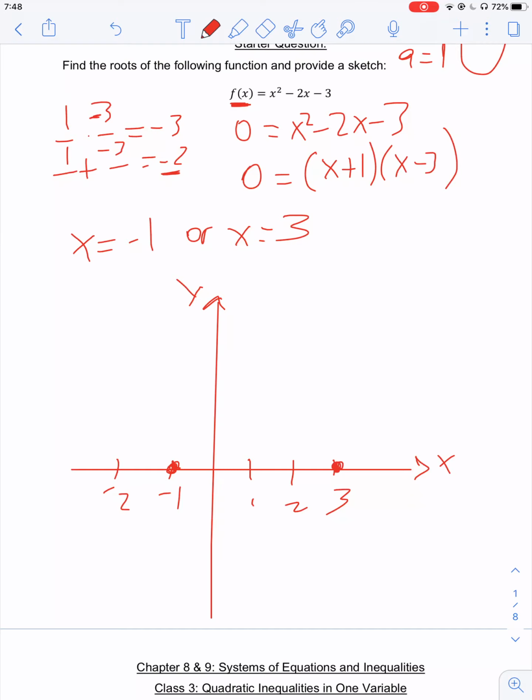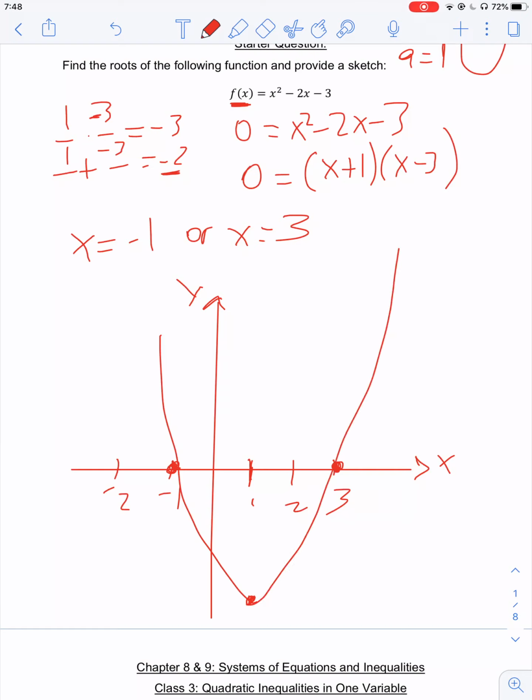I know that my a value is positive, so the parabola opens upwards. You can also find the p-value. The p-value has to be the average of the roots. Remember, how do you find the average? Just add the two numbers and divide by 2, so that's -1 plus 3, which is 2. 2 divided by 2 is 1. So my P will be somewhere over here, but I don't know what the Q value is. Again, you're just sketching, so no one really cares about the Q value.